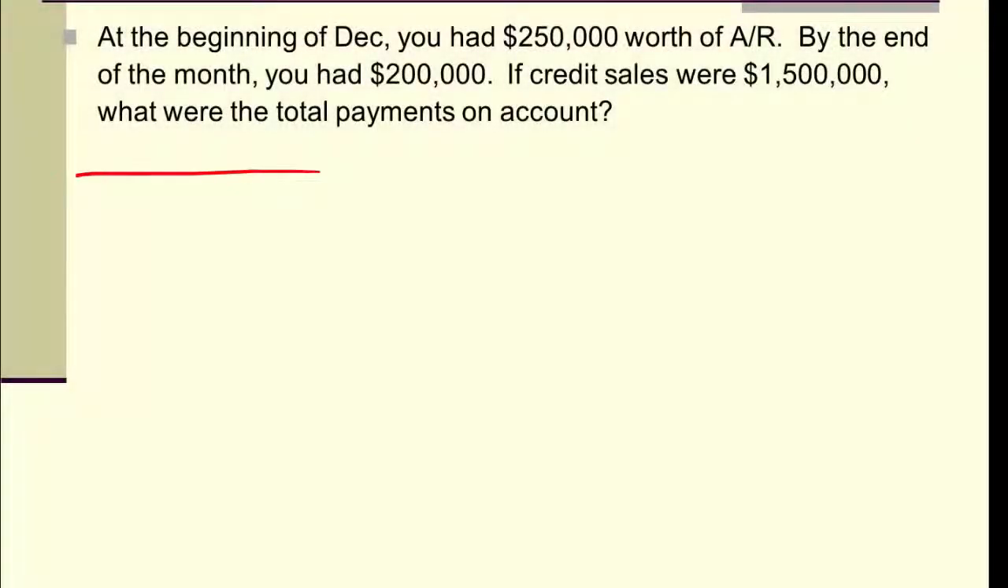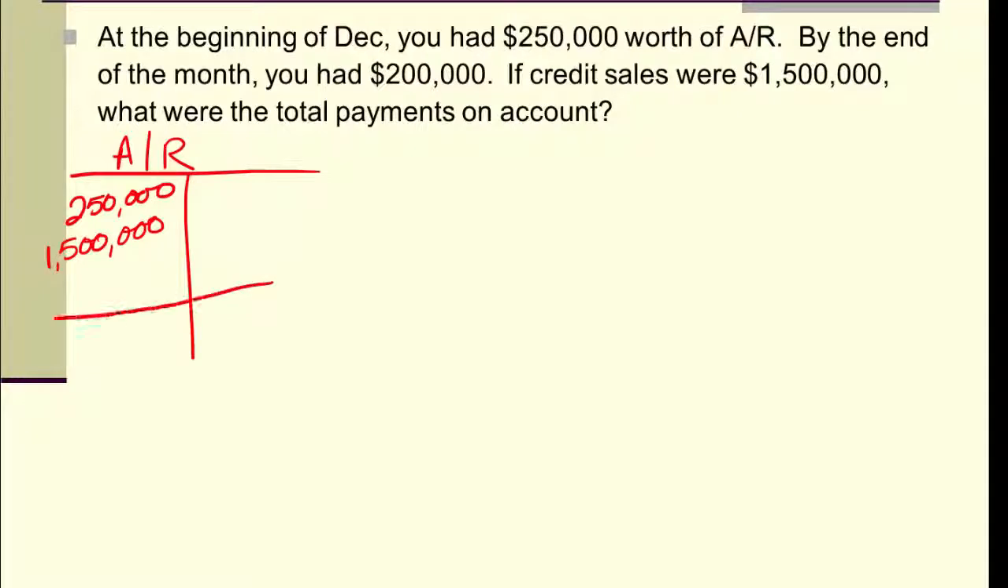If we're going to do the T account, here's our accounts receivable. We started with $250,000. We sold on account $1,500,000. And we ended, it says, with $200,000. I've got my comma in the wrong place. There we go, that's better. So I want to know this number.